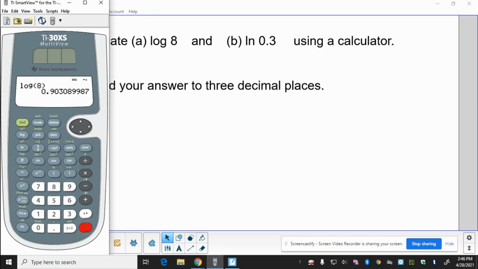And 3 decimal places, which is the thousandth. So mine would be 0.903.